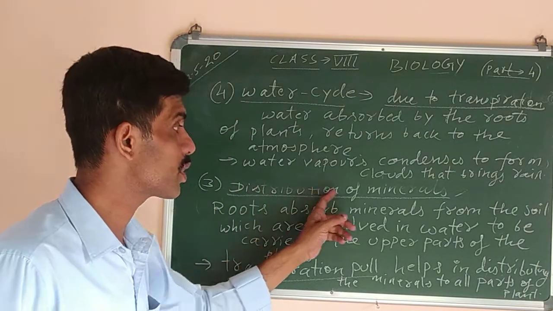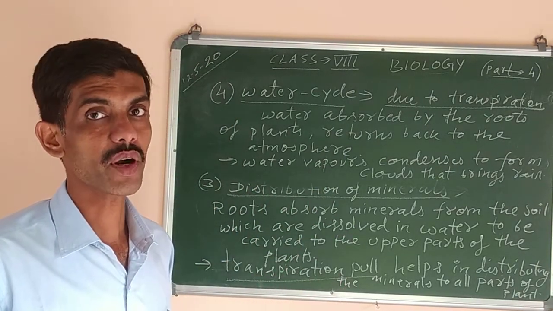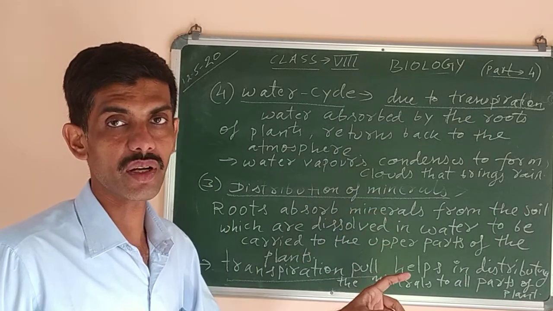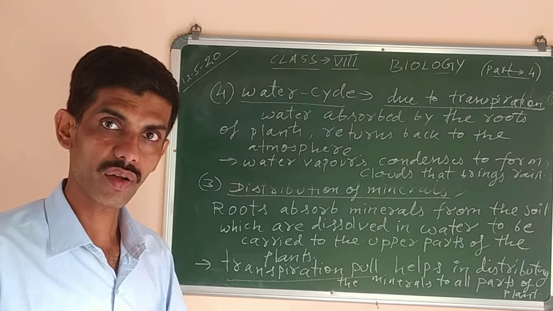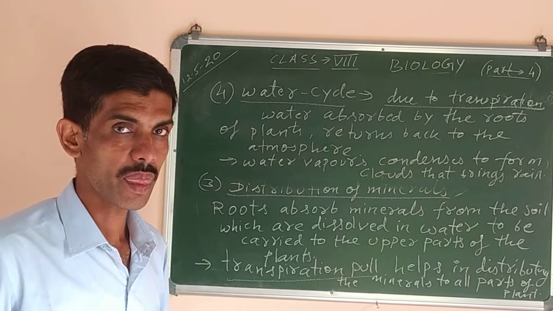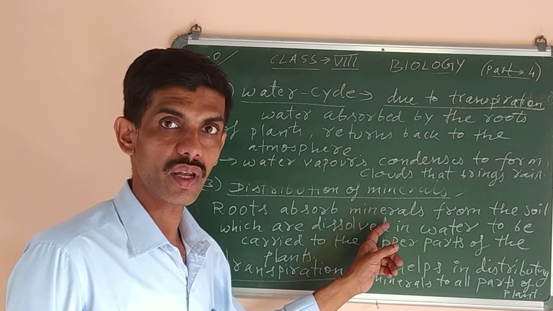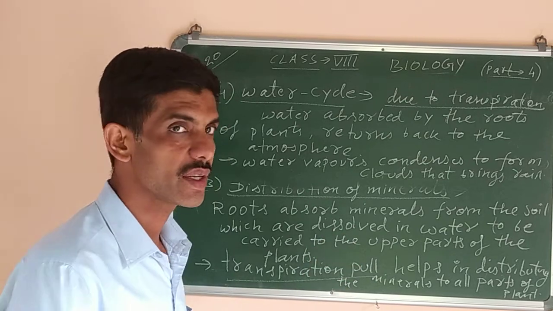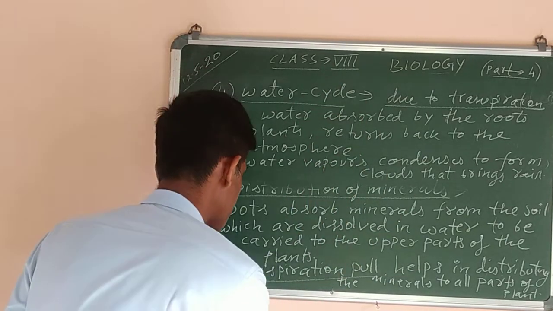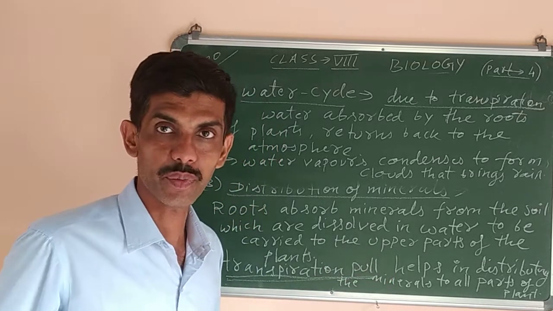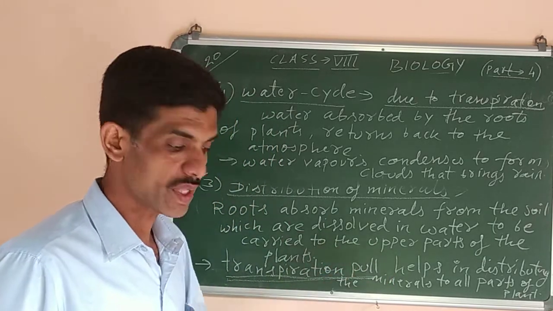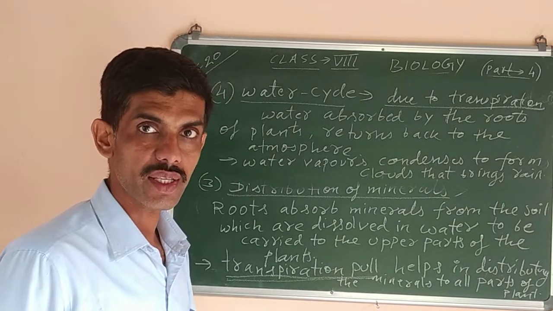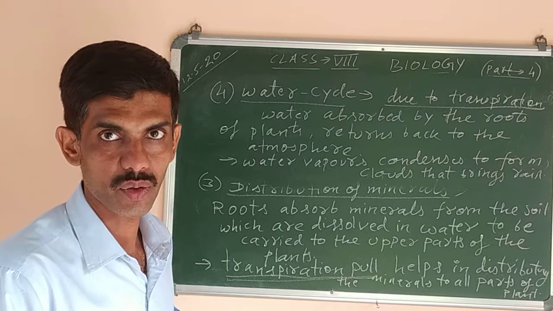Then the third one was distribution of minerals. You know that minerals are important for the growth and development of plants. So how do the plants take minerals? They take minerals from the soil through the root hairs only. Understood? So when plants absorb water from the soil, along with that water, the minerals which are dissolved in it are also absorbed, and then taken to the upper parts of the plant. The factor which is responsible is once again transpiration pull. It helps to take the minerals from the root hair cells and distribute them to all parts of the plant, to all the plant organs.